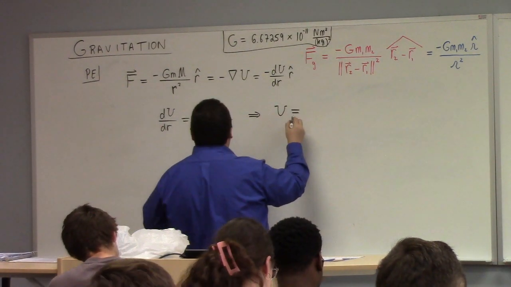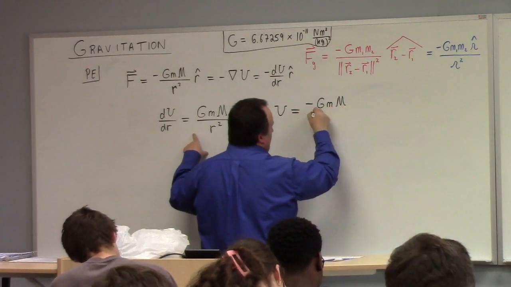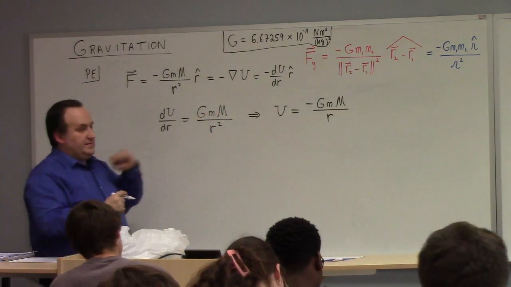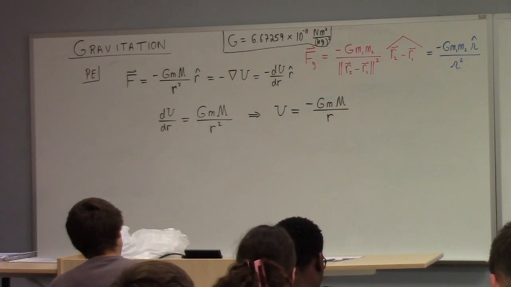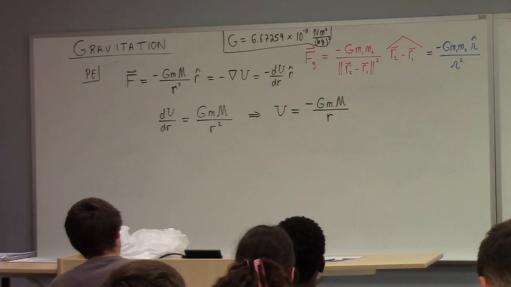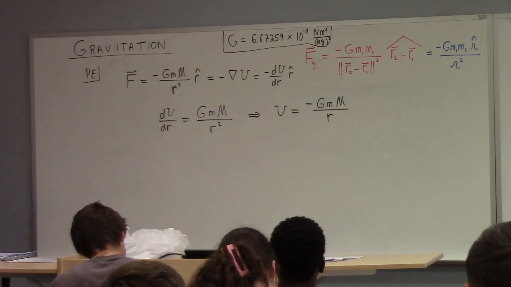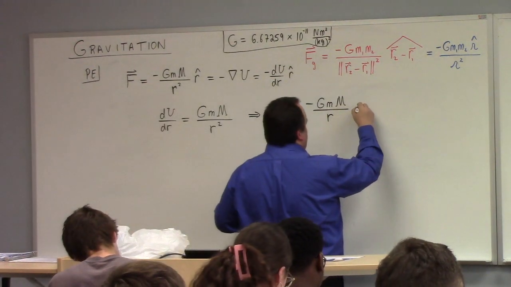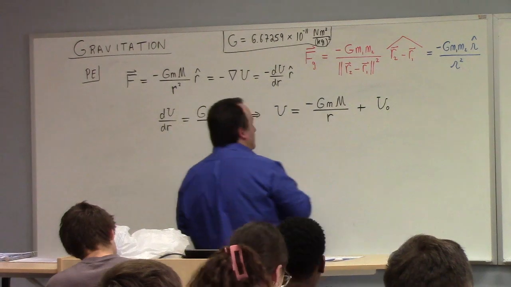U equal to what? How about this? Minus GMm divided by r. If you differentiate that, you get minus 1 over r squared. Minus minus gives you a plus. Yay, we got it. All right, now plus a what? Plus a constant, right? So we could add a constant over here like that.